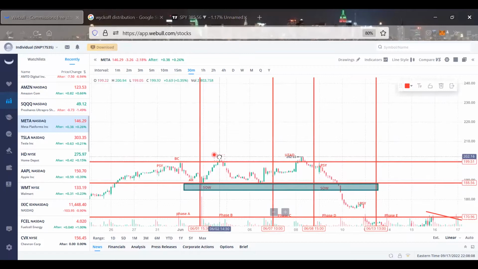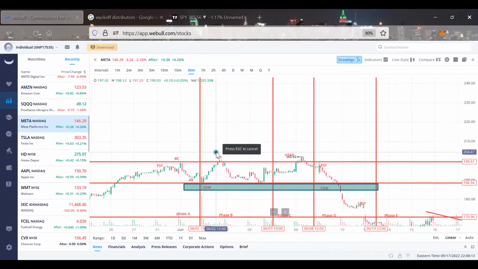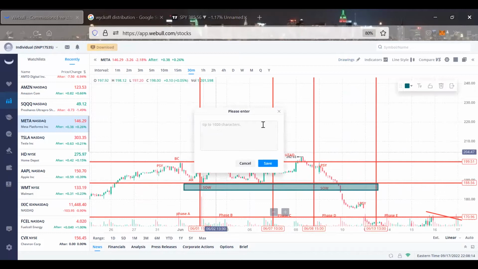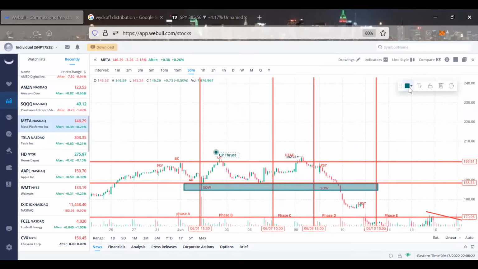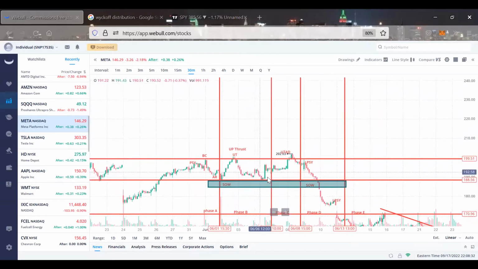That run up is called the UT, the upthrust. That's our first run up right there. Let's make that red, make that red congruent with everything. Boom, we have that UT, also known as upthrust. Once we have that upthrust, we wait for the second test of that.